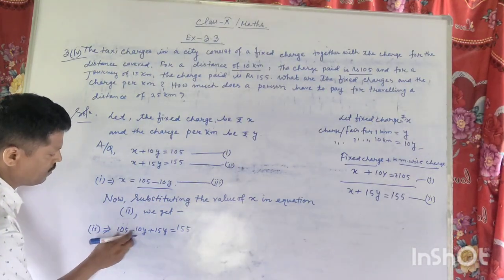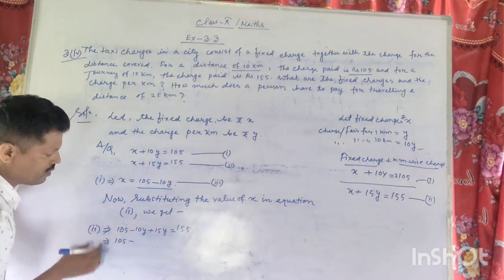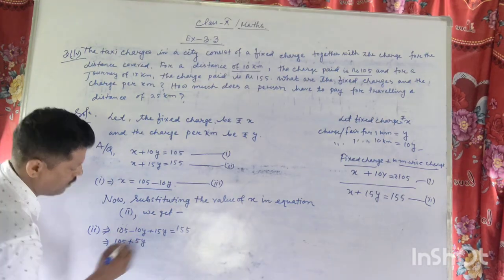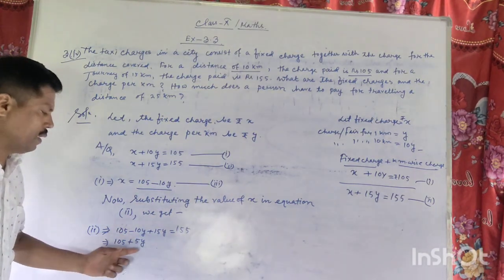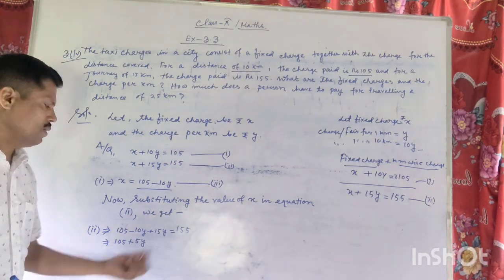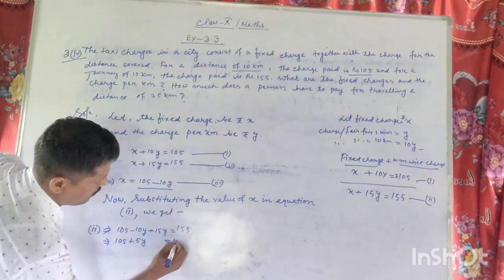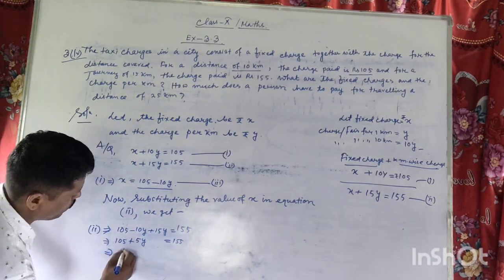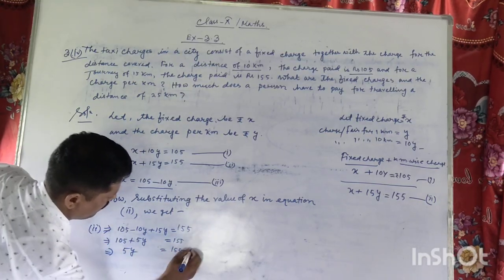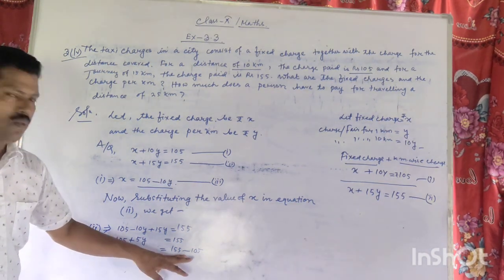Now 105, 15y is positive and 10y is negative, so positive is more, so we have to write here 105 plus 5y, because 15 is positive and 10 is negative, we subtract 10 from 15, so 15 minus 10 we get 5y, is equal to 155. Now 5y is equal to 155 minus 105.